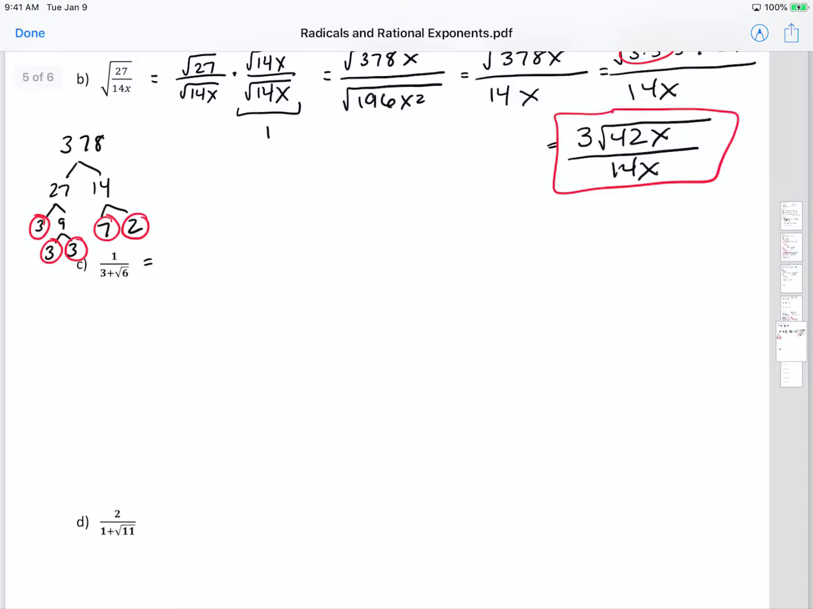In a conjugate, the expression is exactly the same, except for the fact that the operation in the center is going to be opposite. So the conjugate of 3 plus the square root of 6 would be 3 minus the square root of 6. These are conjugates.